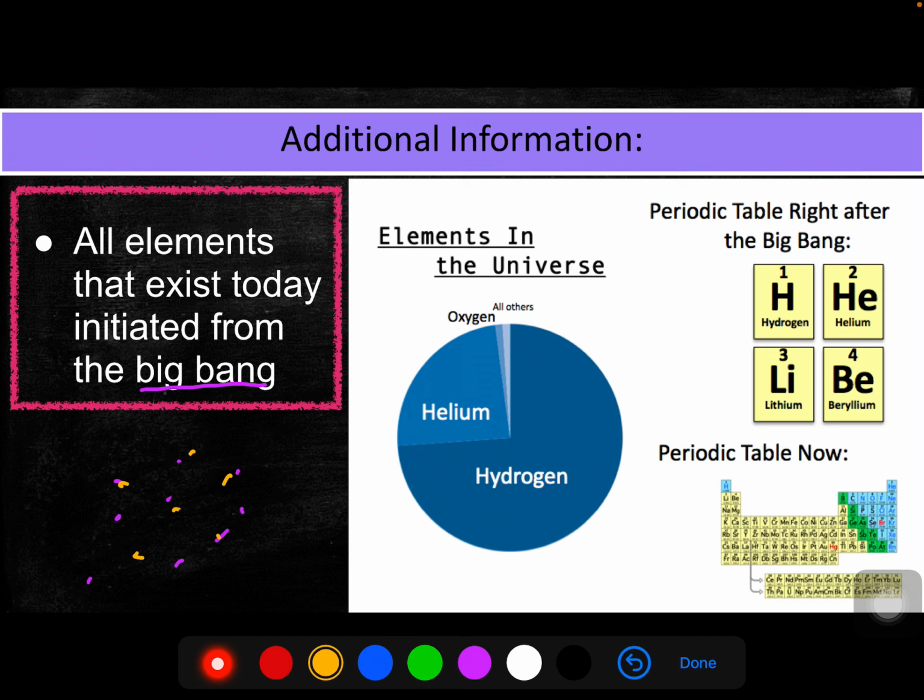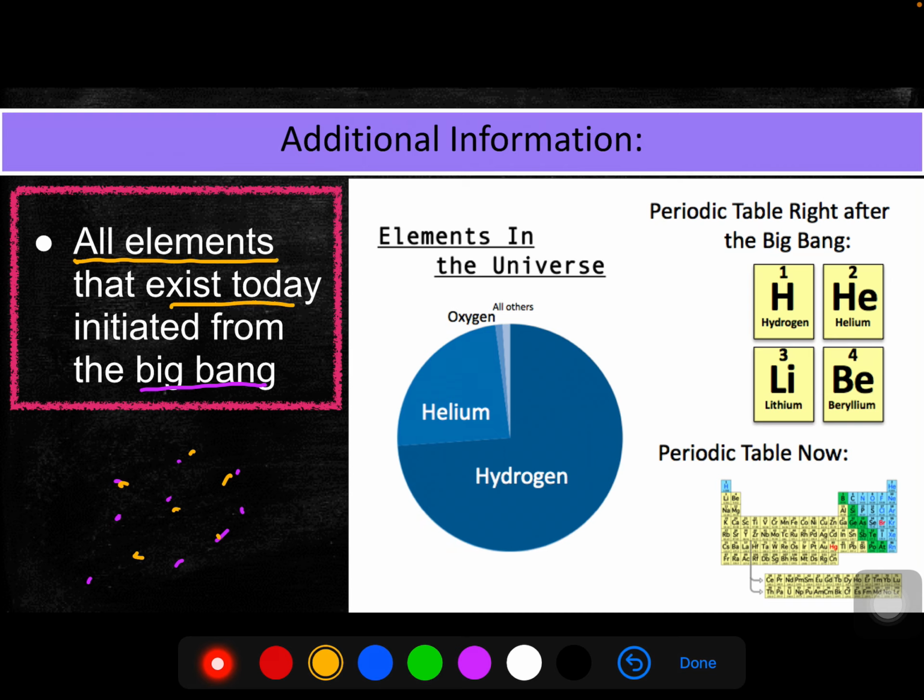And those 3 elements are really the building block for all elements that exist today. And when we hear that statement, we should just let it sink in a little bit. All elements that exist today initiated from that Big Bang. So if you look around wherever you're sitting, everything around you is made up of atoms of different elements. Everything that exists today around you, including yourself, is initiated from those very beginning particles from the Big Bang.